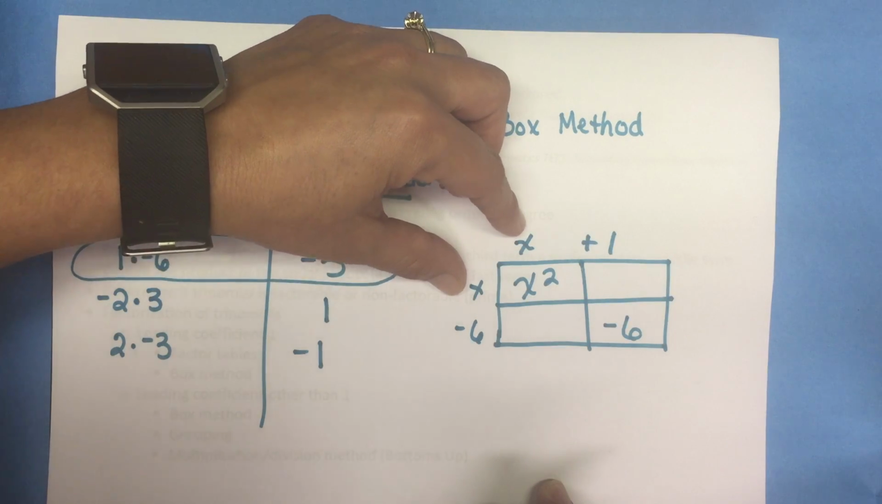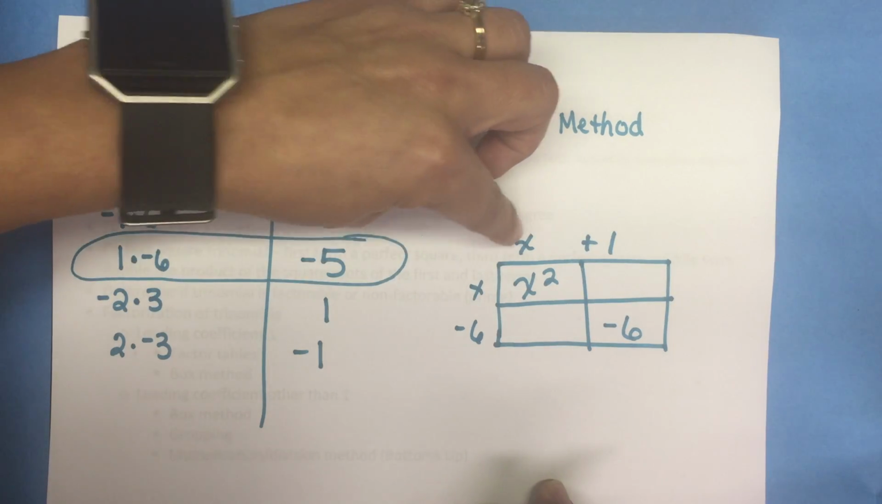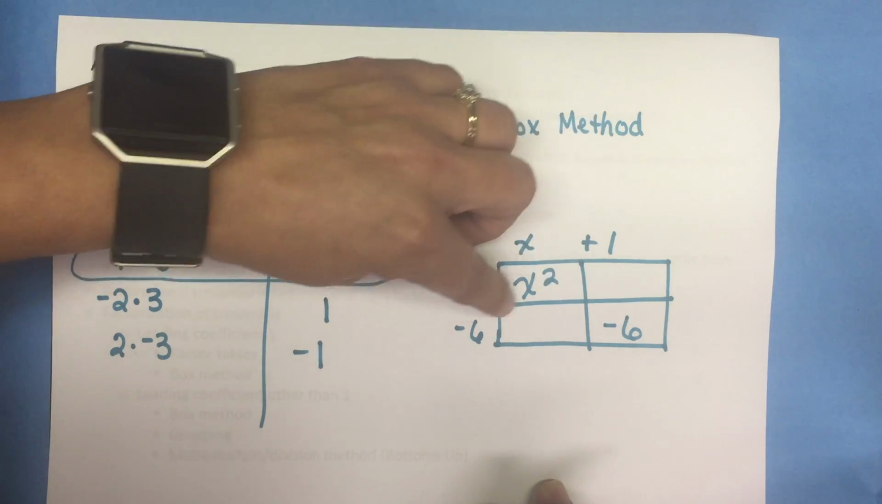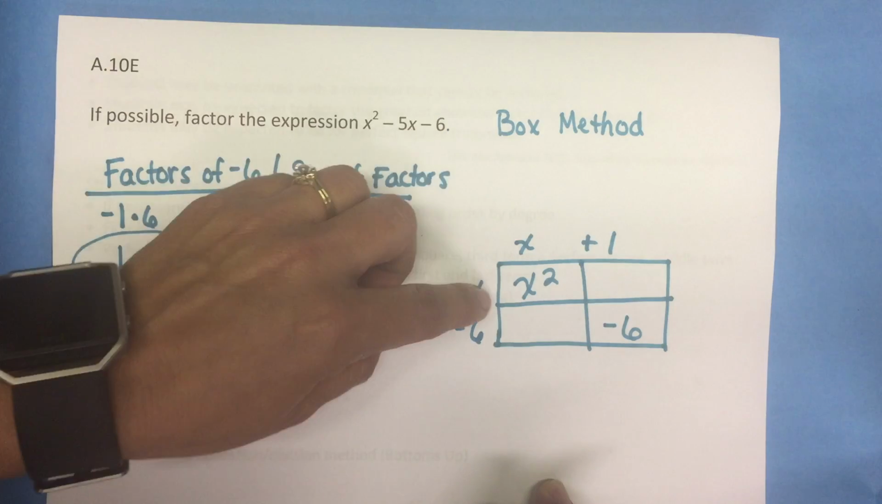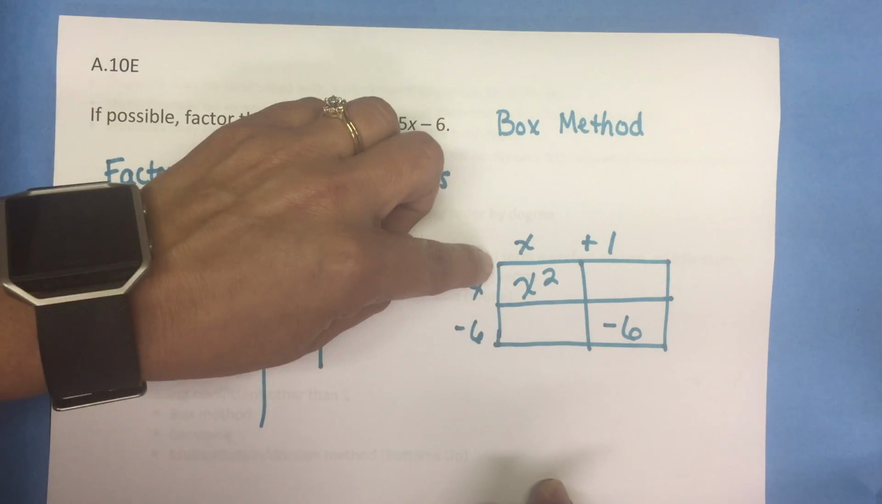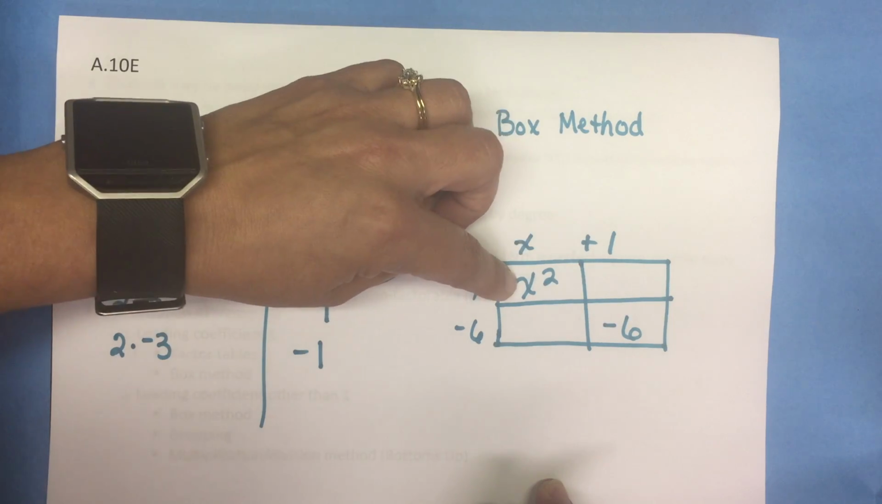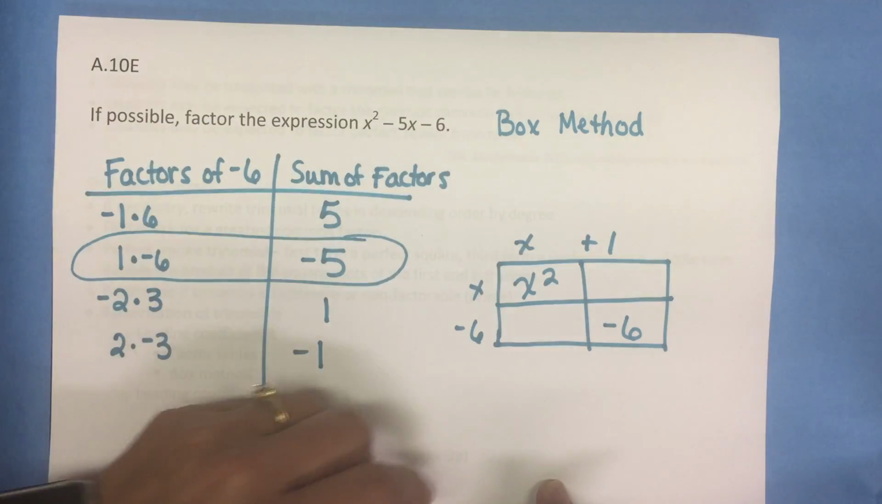So let's just double check a couple of things. If I multiply x times x, it does give me the first term of x squared. And this is an area model. You can think of this as an area model. So if this rectangle has a length of x and a width of x, when I multiply to find the area of that piece, it's going to give me x squared.